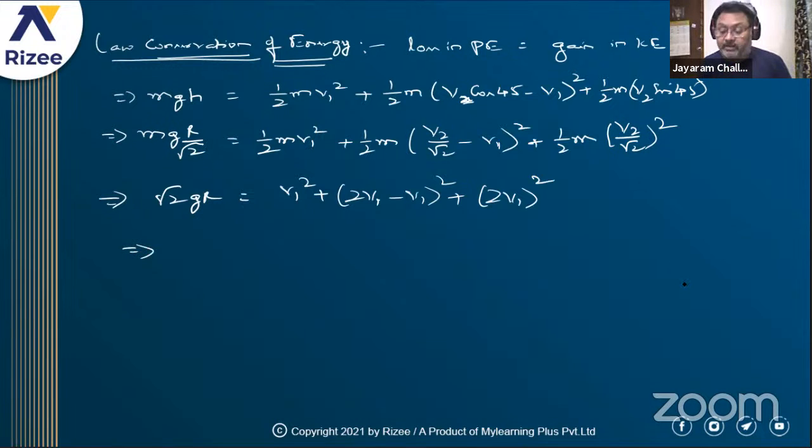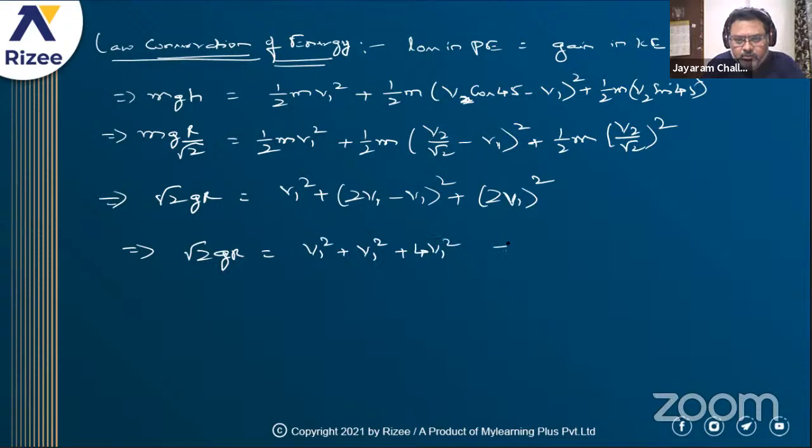So I'm eliminating the v2, that is the velocity of the ball. He has asked the velocity of the wedge. I'm trying to find out the v1. So from this relation, it is root 2 gr is equal to the v1 square plus v1 square plus 4 times of v1 square.